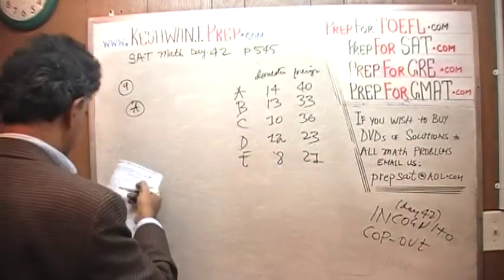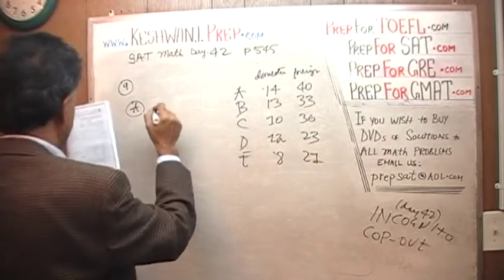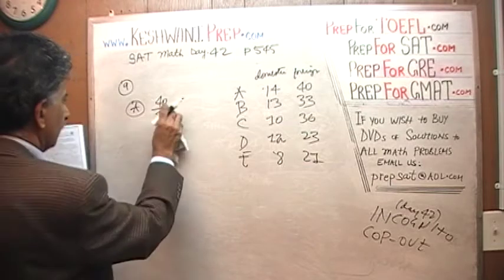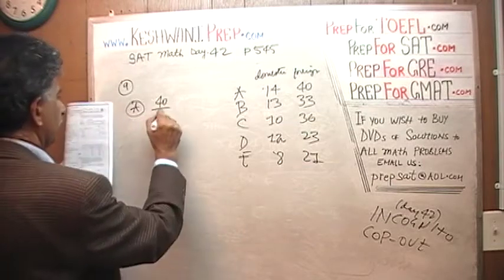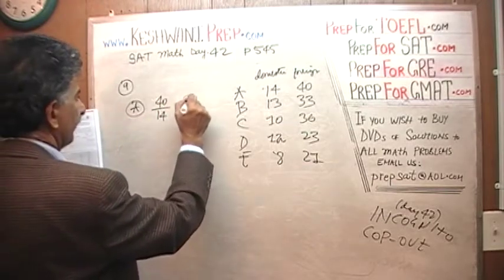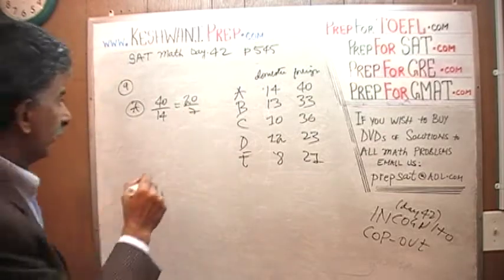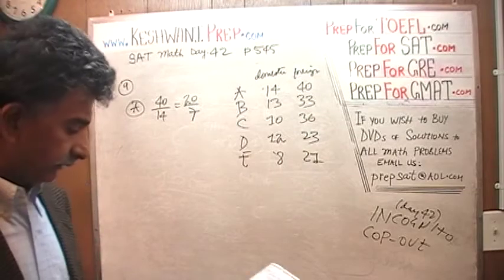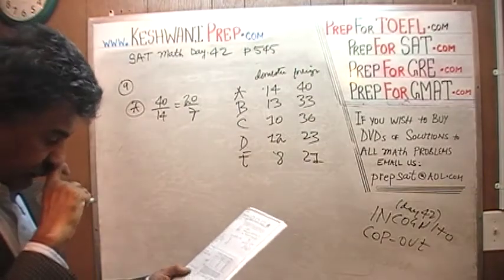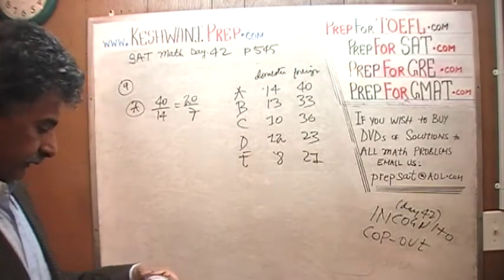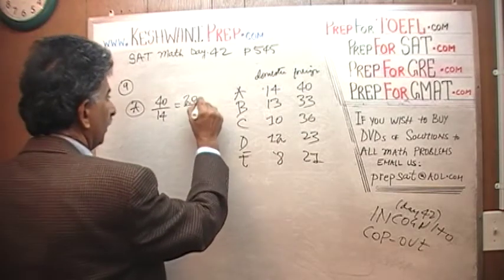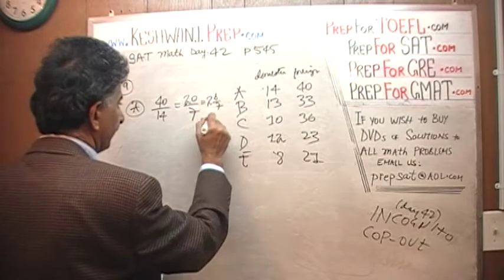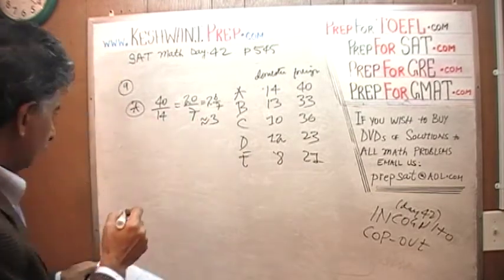In A, we have 40 over 14, which of course is the same as 20 over 7. 21 over 7 would have been 3. This is actually 2 and 6/7, which I'm going to say is approximately equal to 3. Let's look at B.